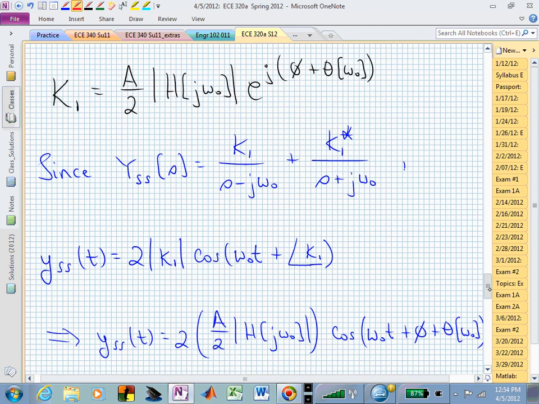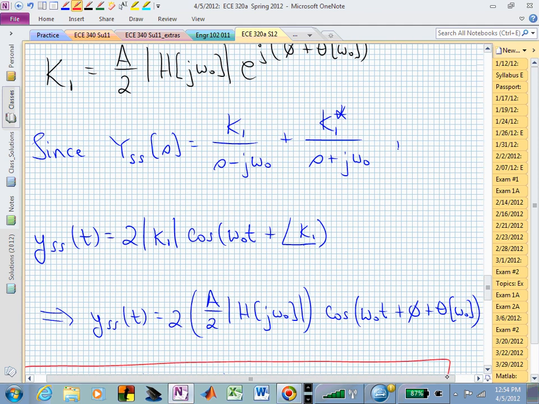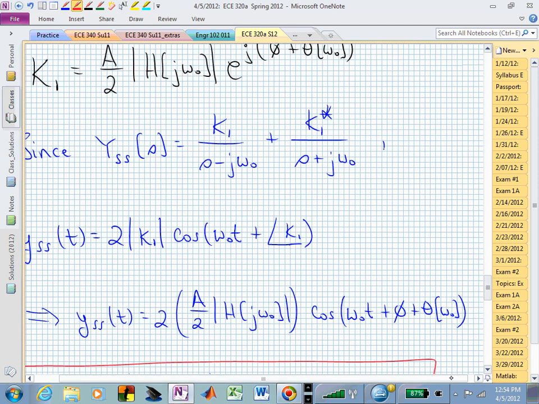Putting in the particulars that we've already put together, the magnitude of K1 was A over 2, so those 2's are going to cancel. And we're just left with the amplitude of that cosine being adjusted by how that system responds at the given frequency omega naught. That's the magnitude response of the system at that frequency.